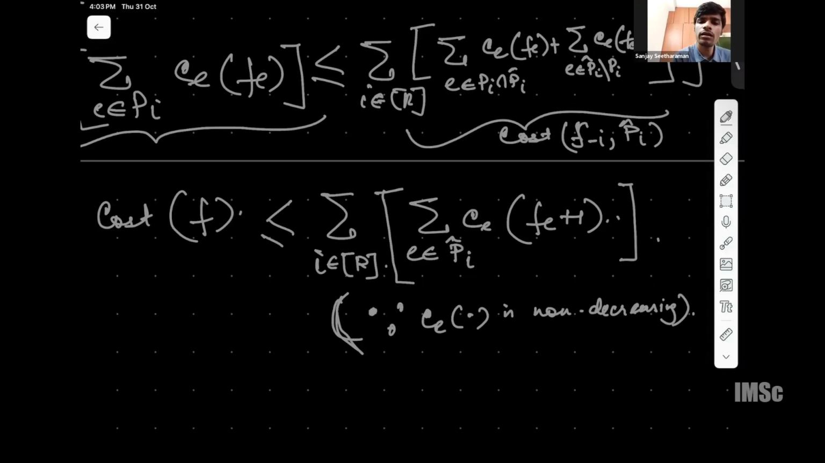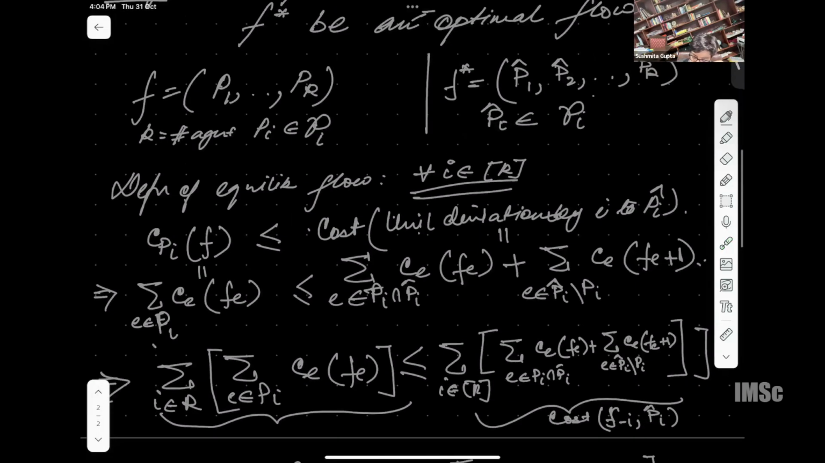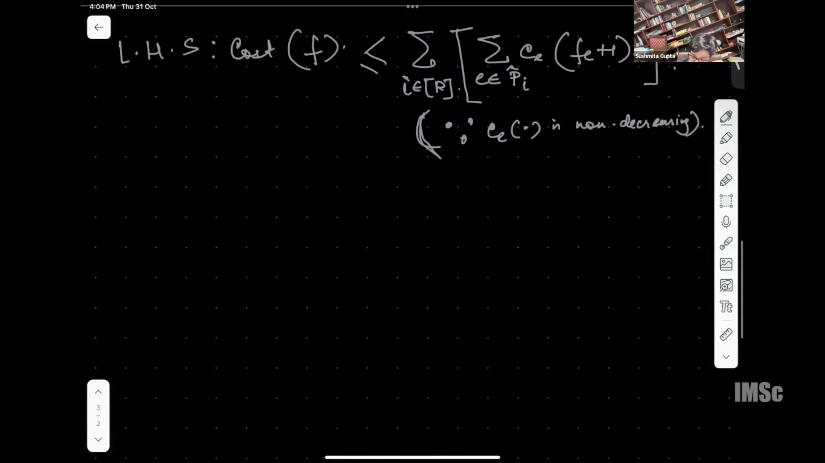This will be summation over edges f_e times c_e of f_e plus 1. Will it be f_e or will it be f_e star? f_e star. Yes, and why f_e star? Because of this, right? What are pi hats? These are the choices that f_e star made, right? Otherwise, pi hat is not even in question. Pi hat is only chosen by f_e star. So this is the thing. Perhaps instead of saying f_e star, I should call it f_e hat. Okay, whatever.